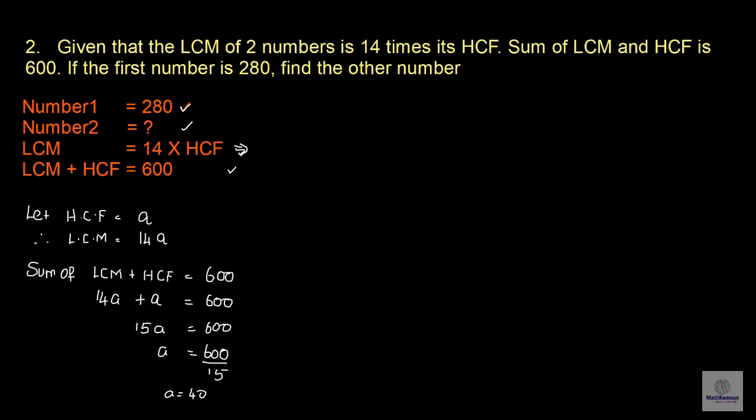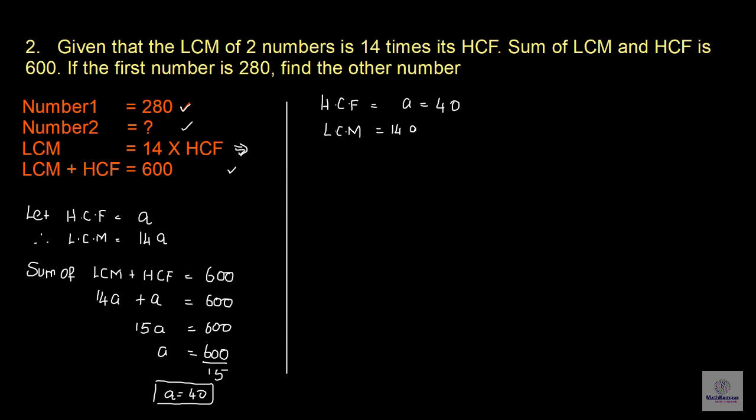Now go and check what is A. A நான் எதுக்கு assume பண்ணிருக்கேன்னா A is nothing but my HCF. So my HCF equal to A equal to 40. Whereas my LCM is 14A. Multiply this 40 by 14. We get 560.